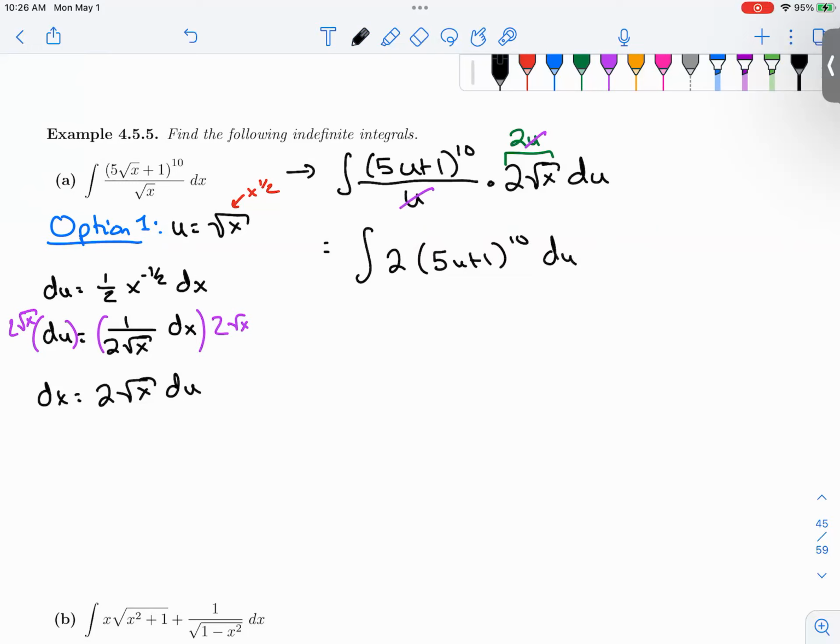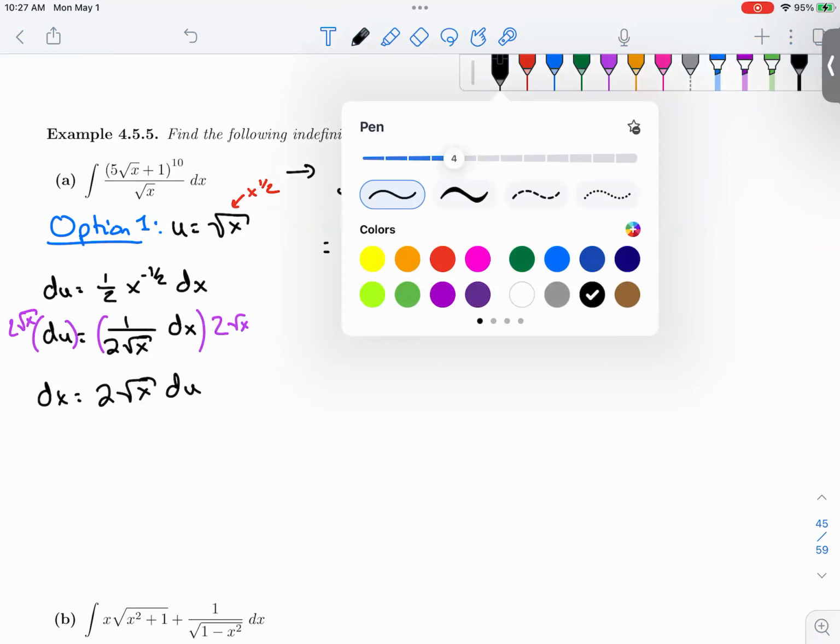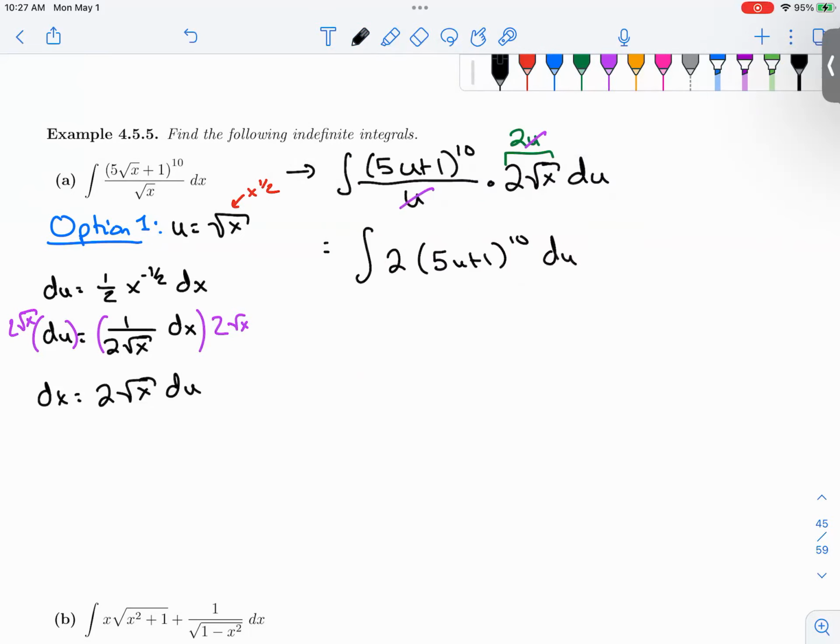Now, I don't know about you. That's not the joke, by the way. I don't know about you, but I don't want to multiply 5u plus 1 ten times, right? So that might mean that I need to do another u substitution. So let's choose another variable. Since we've already used u, let's use another one. Let's just, for the sake of argument, make it w equals 5u plus 1.